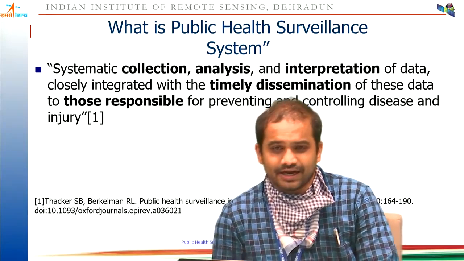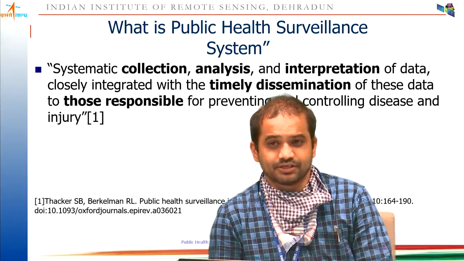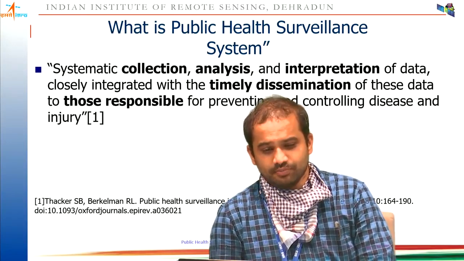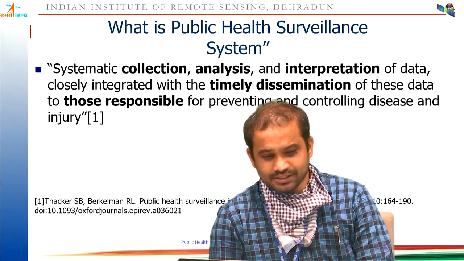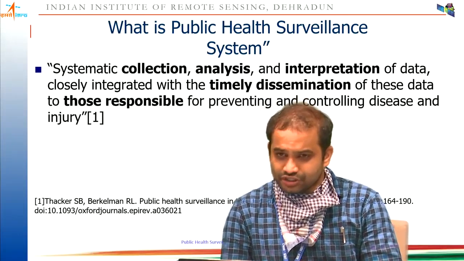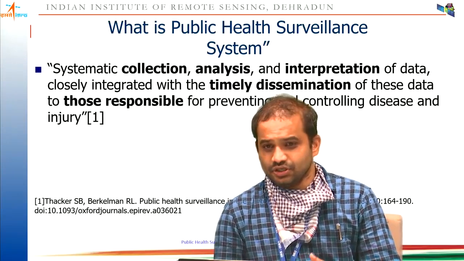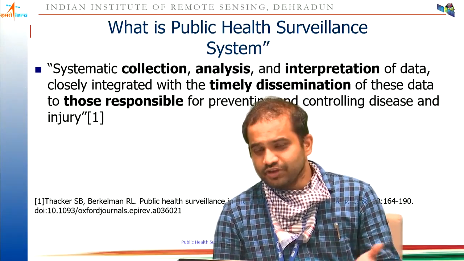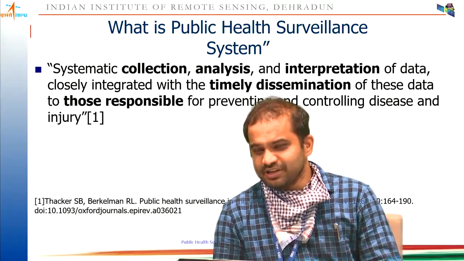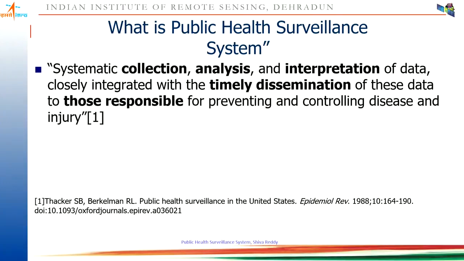Before we begin, I thought it is good to have a formal definition of the public health surveillance system. It can be defined as the systematic collection, analysis and interpretation of data. So it involves three components: systematic collection, analysis, interpretation. In India, we have one systematic surveillance system which is known as the Integrated Disease Surveillance Program. Under this program, the Government of India systematically collects data from different health workers.